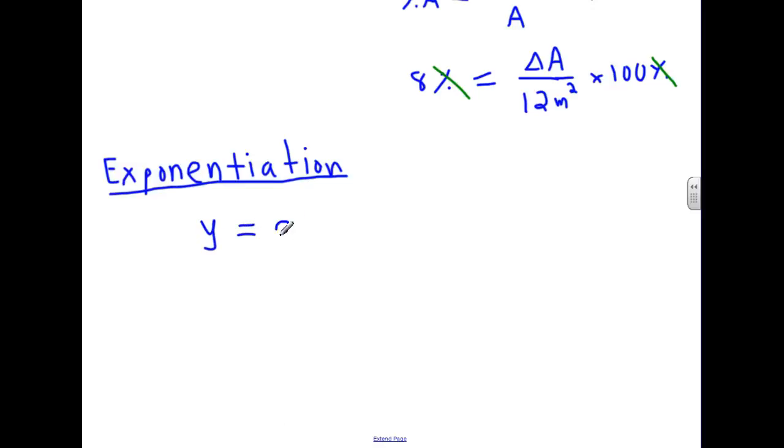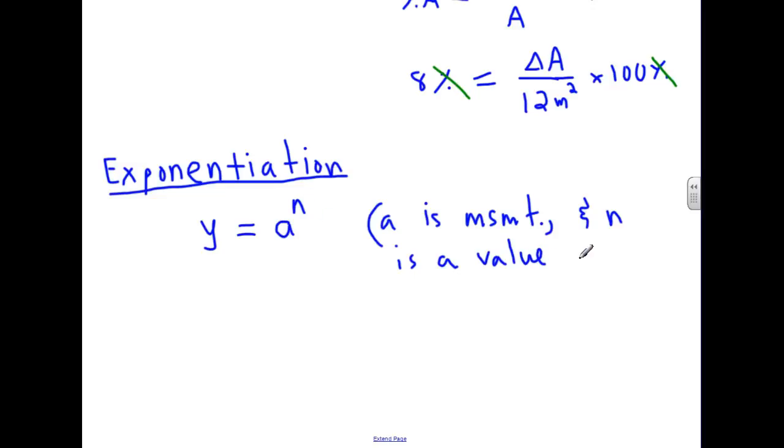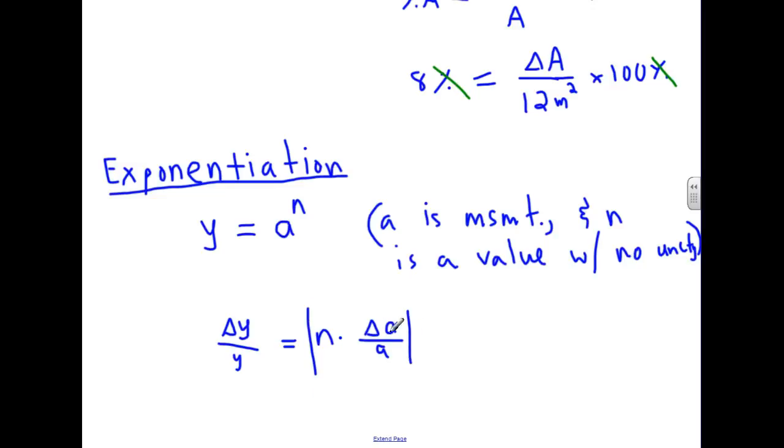When y is a to the n, and in this case, only a is a measurement. A is the measurement, and n is a definite value. Let's just say it's a value with no uncertainty. It's just a number like 2, like a squared, but it has no uncertainty. Okay. Then the rule is the fractional uncertainty in y is equal to the fractional uncertainty in a, but then times whatever the exponent is, and also make it positive.